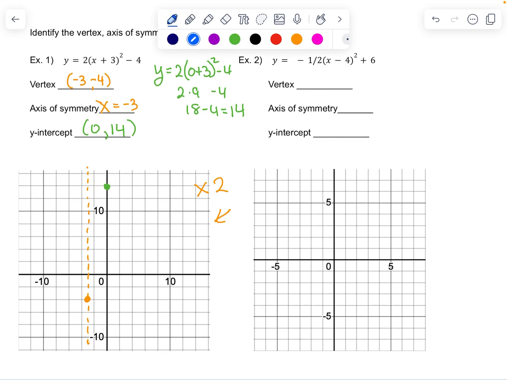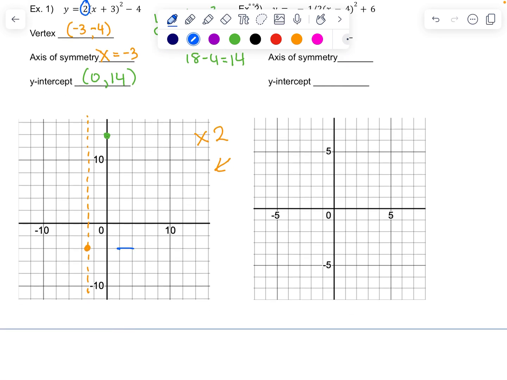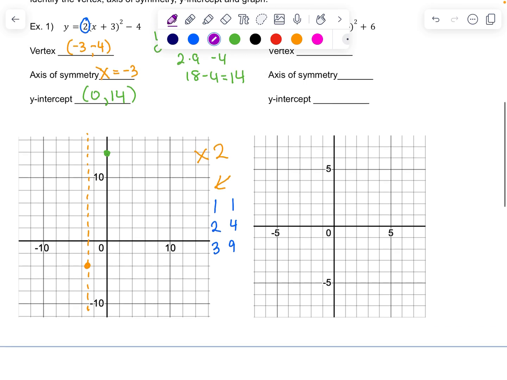So how can I use my parent graph? Well, this is my A value. It's 2, so it's going to be going up. Obviously, though, because our vertex is down here and our y-intercept is up here, it definitely went up, if you didn't notice that already. But we would go over 1. And remember, over 1, up 1. Over 2, 2 squared is 4. Over 3, 3 squared is 9. That's our parent, right? But we have an A value that is 2. So when we go over 1, we're going to go up 2. When we go over 2, we're going to go up 8. And when we go over 3, we're going to go up 18. Oh my gosh, we're not doing that. Okay?